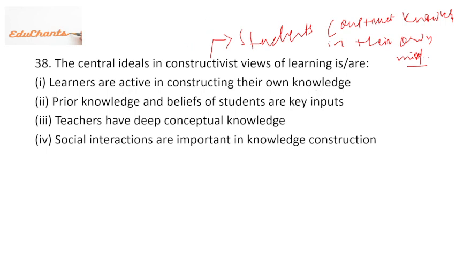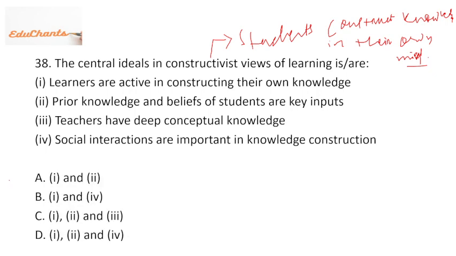Learners are active in constructing their own knowledge. Prior knowledge and belief of the student are key input. Teachers have deep conceptual knowledge. Social interactions are important in knowledge construction. Now you have to match them with the codes. Now see, they are very active in constructing their own knowledge. Prior knowledge, that means the previous knowledge, and belief of the student are also important. They have deep conceptual knowledge. And then it is saying social interactions are important in knowledge construction. Now, the third option is not there. Why? Because conceptual knowledge is not necessary for constructing knowledge. That is why D is the correct answer.